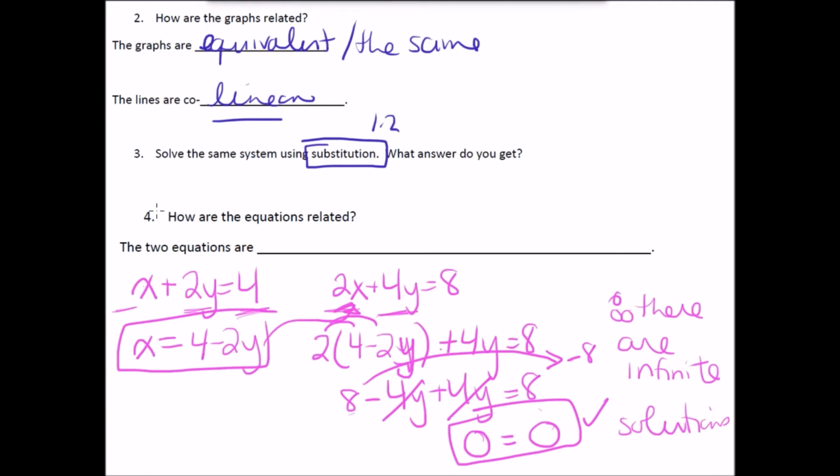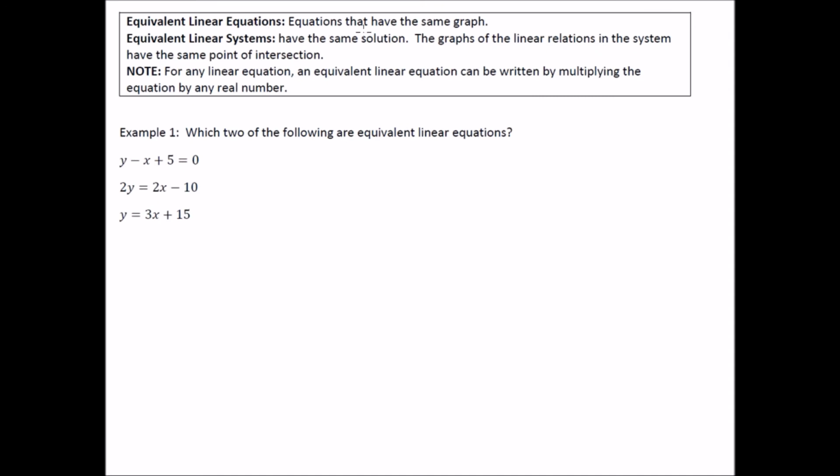Okay, and now 4. How are the equations related? The two equations are multiples of one another. And that's how we are able to recognize if there is more than one solution. Equivalent linear equations, what are those? Those are equations that have the same graph. And equivalent linear systems, and again, a linear system is two lines that we consider at the same time, have the same solution. So the graphs of linear relations in the system have the same point of intersection.